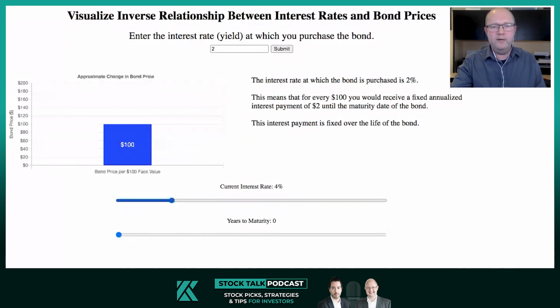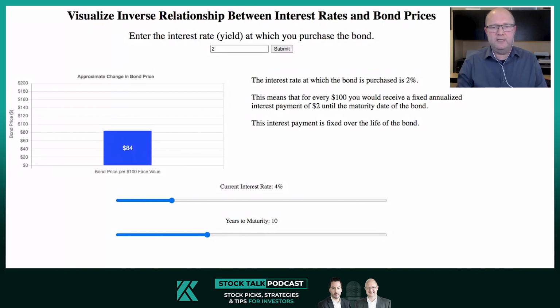So the point here is that, yes, bonds are interest rate sensitive. That sensitivity also depends a lot on the time to maturity. Longer term bonds are going to be more sensitive. Shorter term bonds are going to be less sensitive. If it's like a 1 year bond, there's very, very little sensitivity.